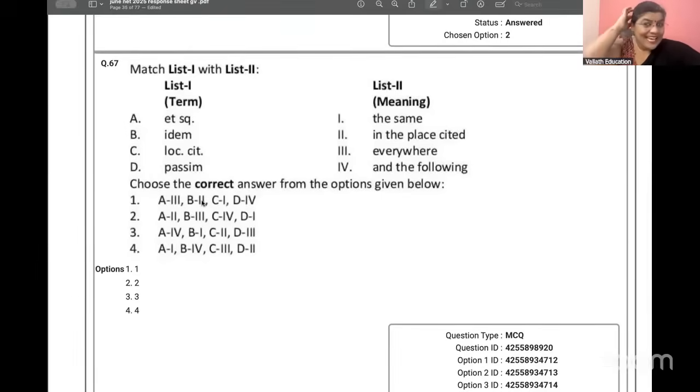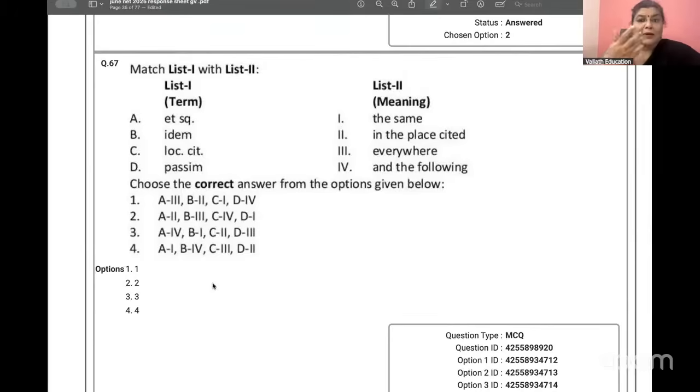You are thinking. Sk, idem, loc. cit., passim. Look at it carefully. I know this. I'll crack this. This is just logical reasoning. The same in the place cited. Loc. cit. must be cited. C must be 2. Because cit. is there. Cit. means cited. C must be 2. Only one is there. C and 2. That is 3. 3 is the answer.